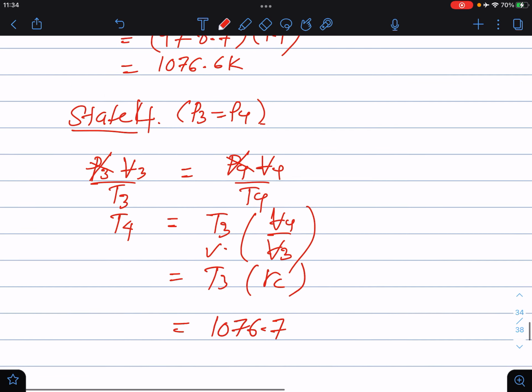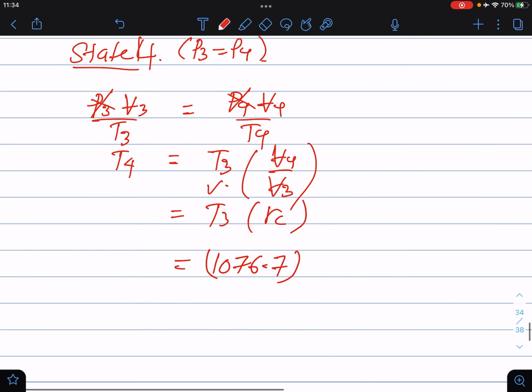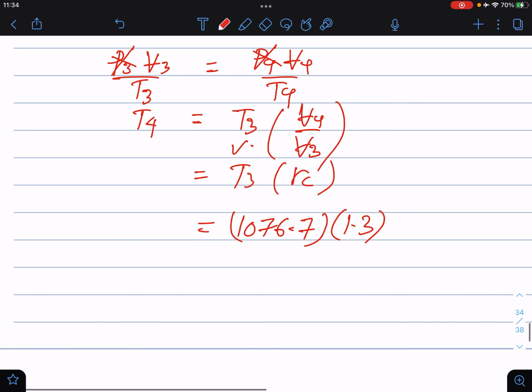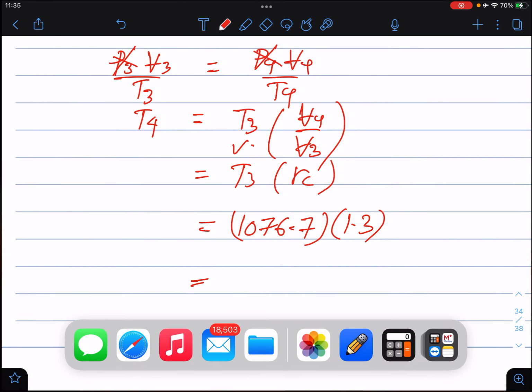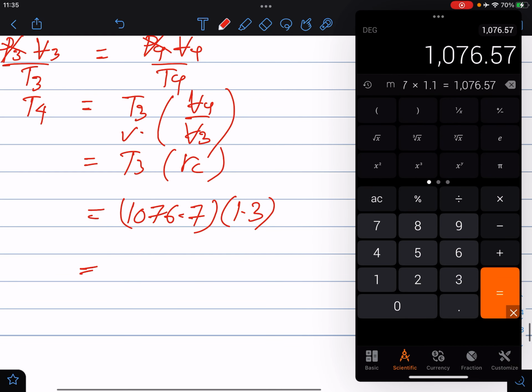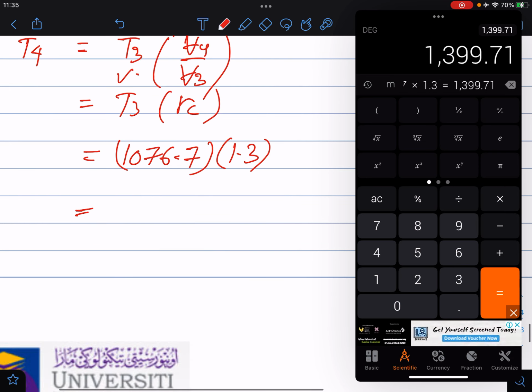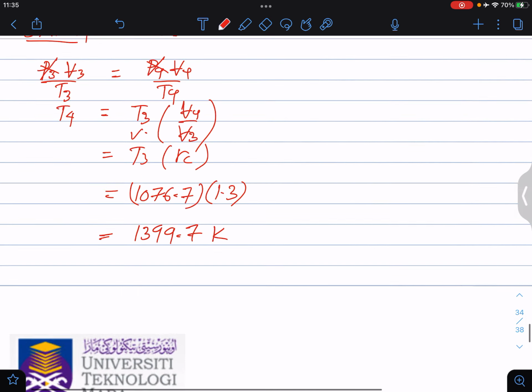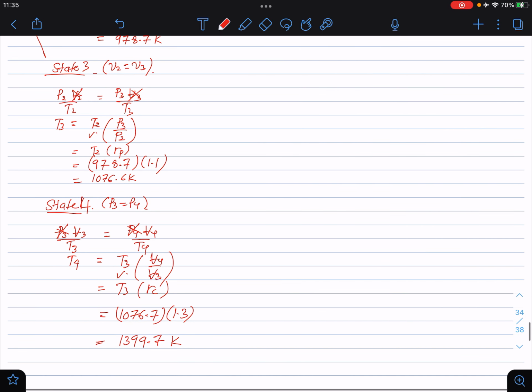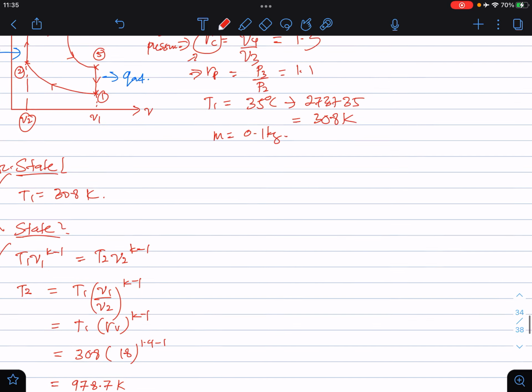So this is equivalent to 1076.7 times with your RC, cutoff ratio is 1.3. Okay, again, punch your calculator again. 1076.7 multiply with 1.3, 1399.7 Kelvin, that is enough. Okay, so we only have with state 5.